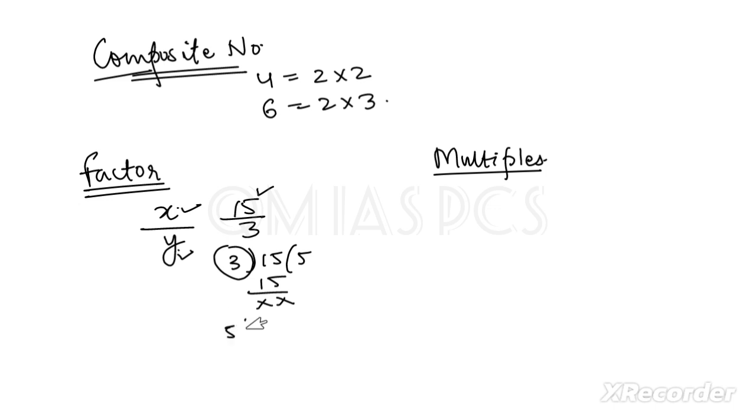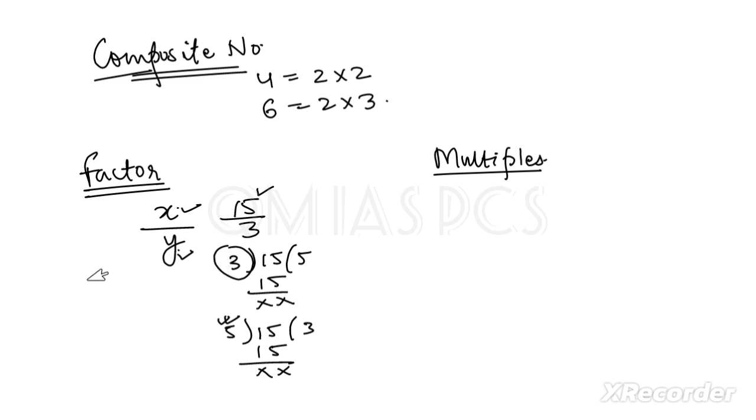Similarly, 5 and 15: 15 divided by 5 is 3, it can be divided completely with no remainder, so we can say 5 is a factor of 15. Okay, you understood this one? So yes, this is factors.